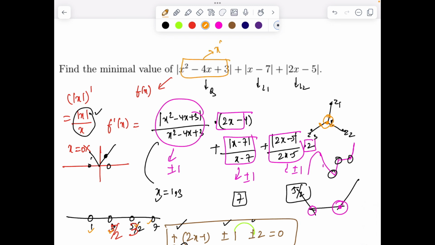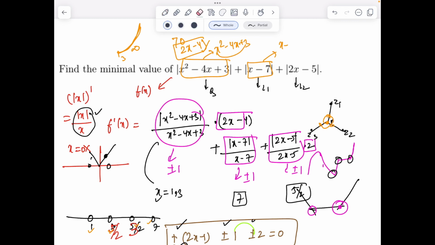Why? Because from 3 to infinity this will open as x square minus 4x plus 3, and the slope is 2x minus 4. So when x is more than 3, it clearly has a positive derivative. So this parabolic portion will increase from 3 to infinity.